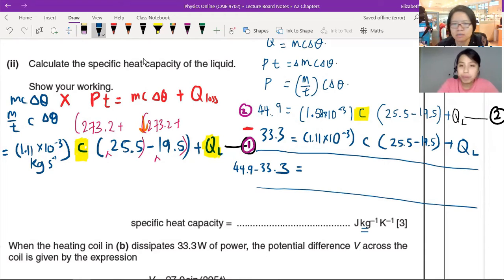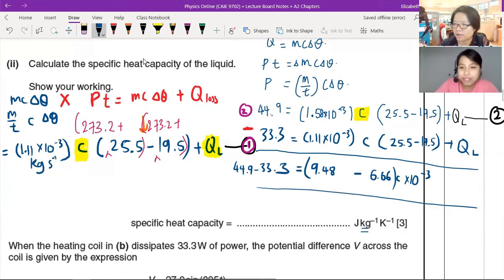So the next part is C. When we do C, the first thing I'll do is find the temperature difference, which is 6 degrees. Then I will multiply by 1.58. So this will be 9.48 minus 6.66, in a big bracket is easier, times 10 to the power of negative 3.